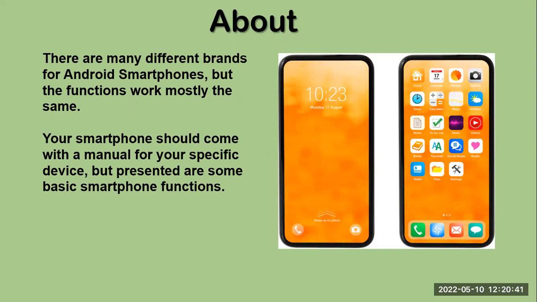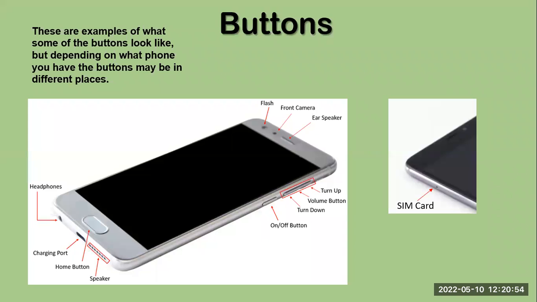There are many different brands for Android smartphones, but the functions work mostly the same. Your smartphone should come with a manual for your specific device, but presented are some basic smartphone functions. These are examples of what some of the buttons look like, but depending on what phone you have, the buttons may be in different places.